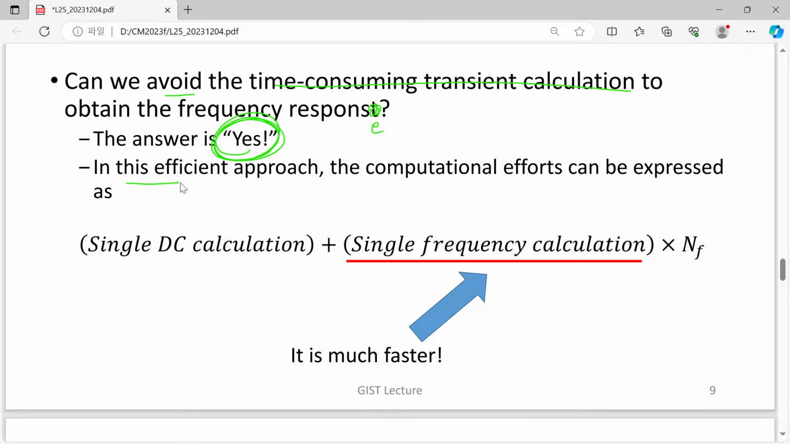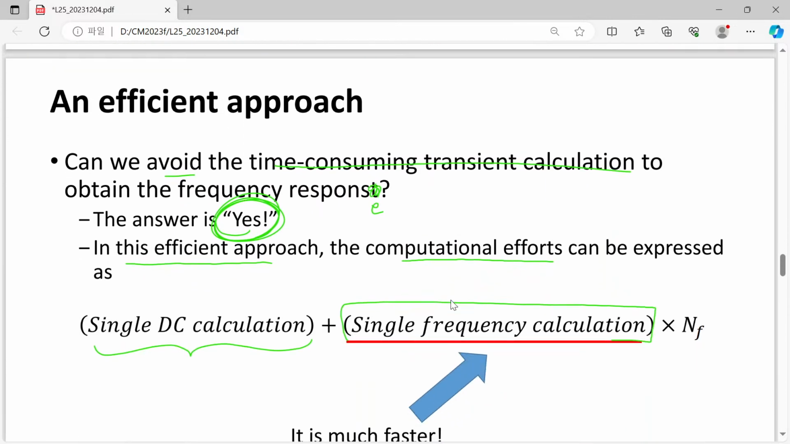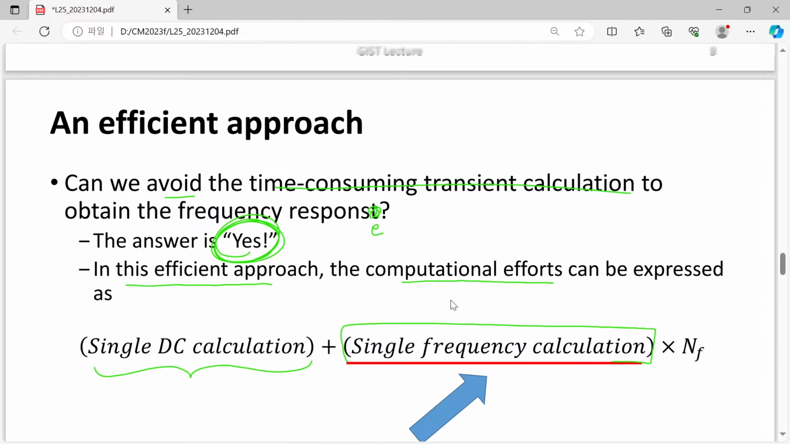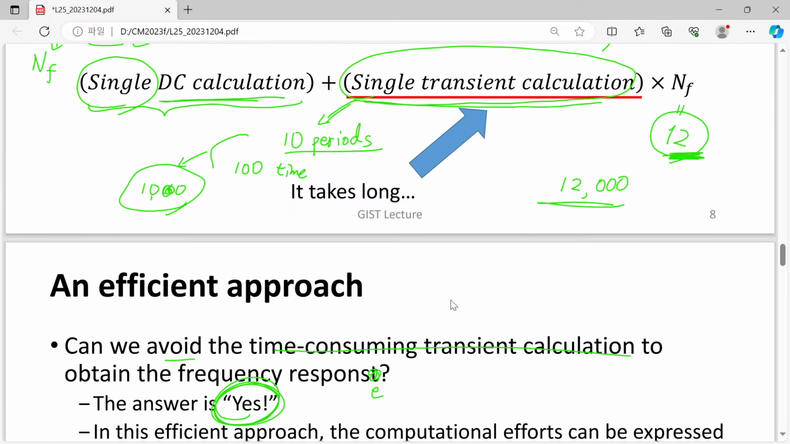Then, in this efficient approach, the computational effort can be expressed as the same DC calculation, which is done only once, and now a single frequency calculation is much more efficient than a single transient calculation. So now the effort can be reduced significantly. So how much more efficient is it than this single transient calculation?